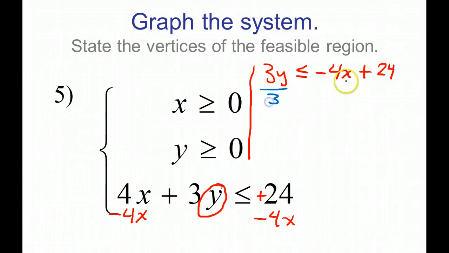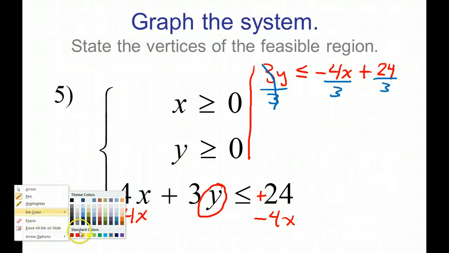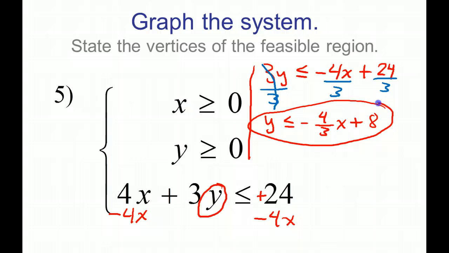Now it's time to divide by 3. If I divide by 3, I'm going to have to divide in all 3 of these places. Do I need to change the direction of this inequality? No, because I'm dividing by a positive. I don't change anything. So I have y is less than or equal to negative 4 over 3x, that just stays a fraction, plus 8. So this is the equation I'm about to draw.